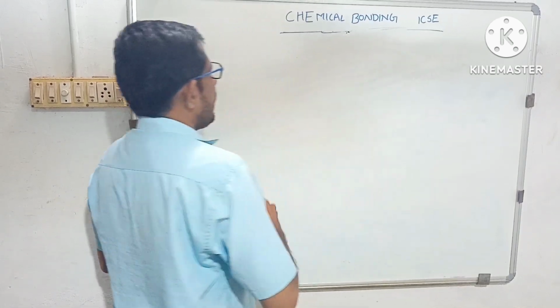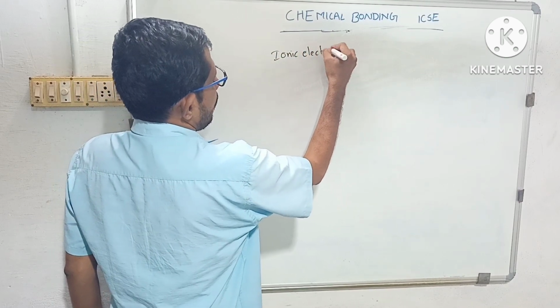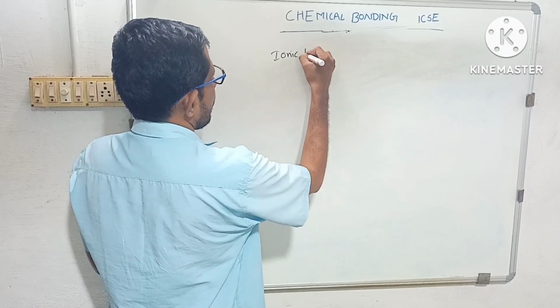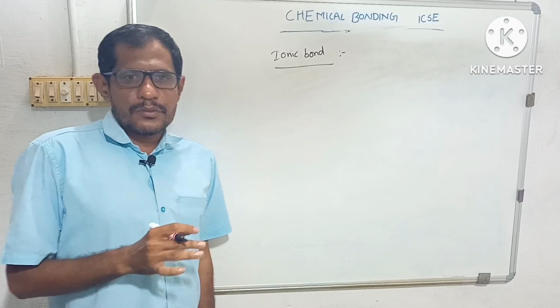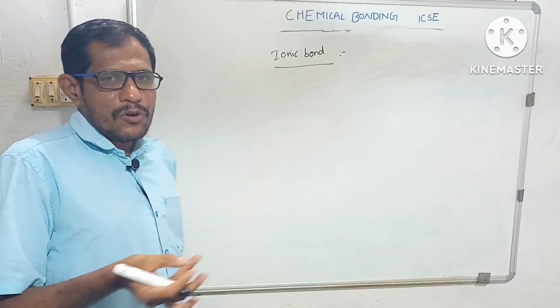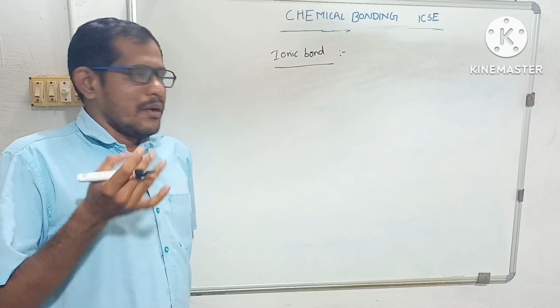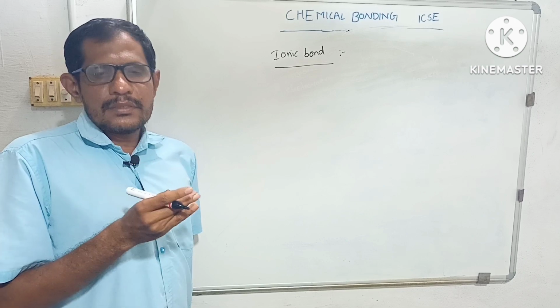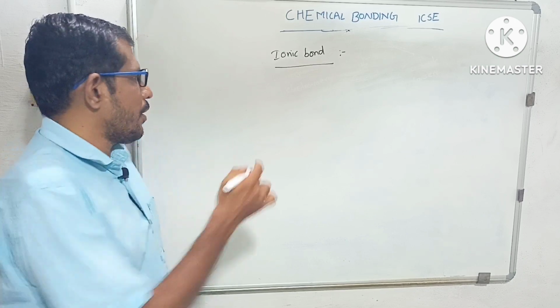For the first one, ionic or electrovalent bond, I will just mention ionic bond. To understand the ionic bond, you need to know the atomic numbers of the elements 1 to 20. And you need to know one more point.